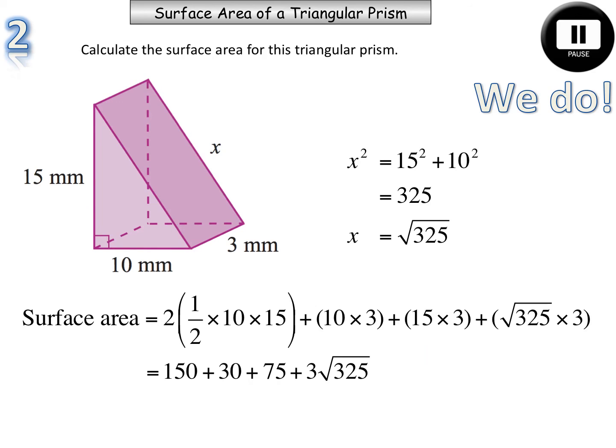So the first part, 2 times a half times 10 times 15 is 150. 10 times 3 is 30. 15 times 3 is 75. And 3 times the square root of 325 is 3 times the square root of 325. You can just use your calculator to work all that out. And I've rounded that off to 1 decimal place, so 309.1 square millimeters. A bit of a tricky question because you needed multi steps to answer that. So you needed Pythagoras' theorem and your knowledge of areas of rectangles and triangles. Okay, how did you go?